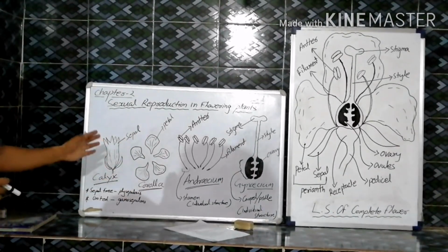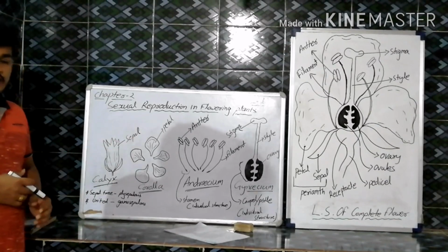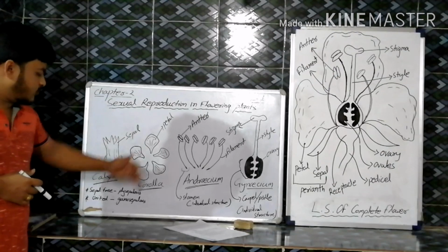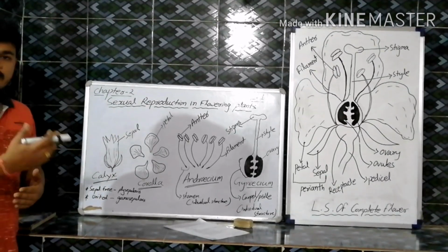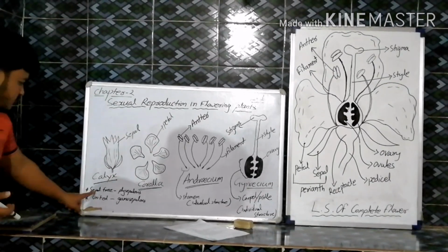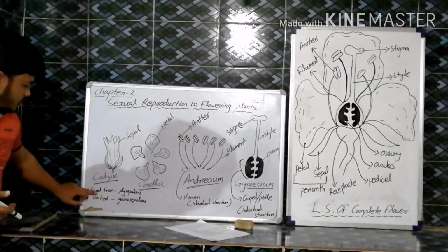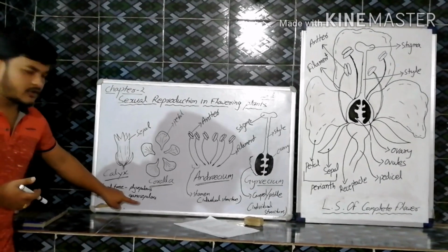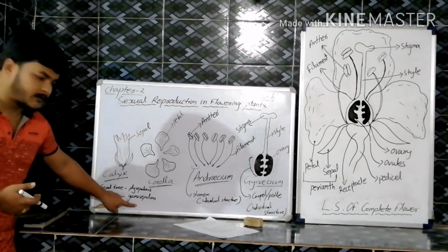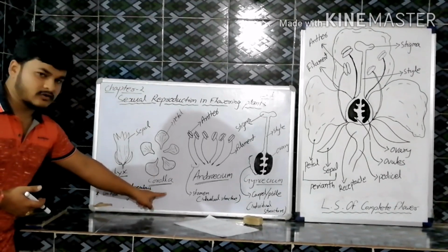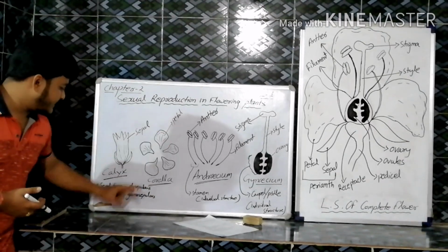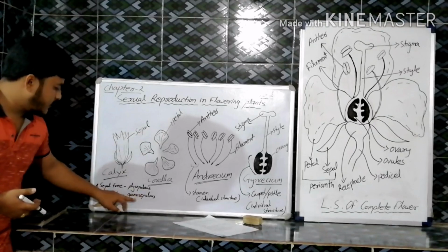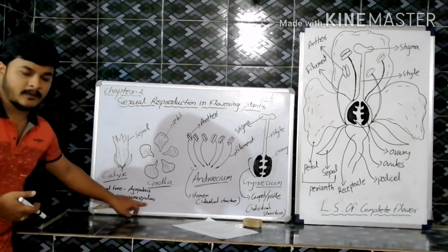If petals are free, it is known as polypetalous. If petals are united, it is known as gamopetalous. It is just opposite to the sepal. I previously told you that free sepals are known as polysepalous and united sepals are known as gamosepalous. But in this case, if petals are free, it is polypetalous, and if petals are united, it is gamopetalous.